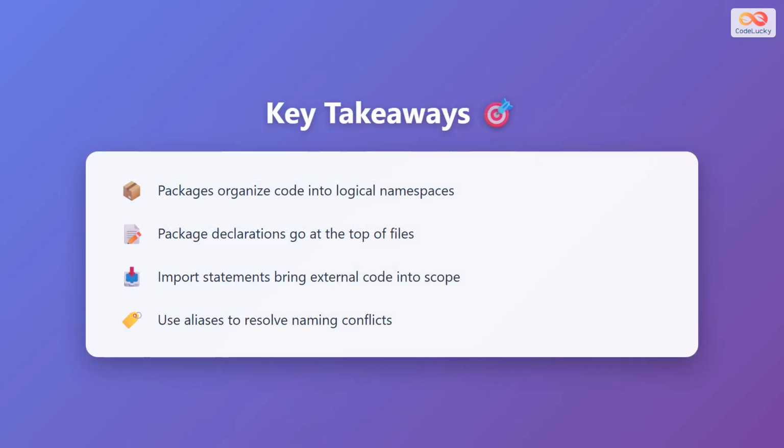Let's recap what you've learned about packages in Kotlin. First, packages organize code into logical namespaces, helping you structure your projects effectively. Second, package declarations must go at the top of your files before any other code or imports. Third, import statements bring external code into scope, allowing you to use classes and functions from other packages. Finally, use aliases to resolve naming conflicts when you have classes with the same name from different packages. With these concepts, you're now equipped to organize your Kotlin code professionally and efficiently.